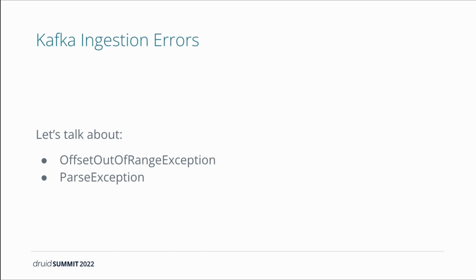Okay. So now you've set up a Kafka ingestion and know where to find your logs. Let's talk about a couple of common Kafka ingestion errors. We picked these two because they seem to come up regularly. So here's a brief introduction to offset out of range exception and parse exception errors, how they come up, and how to deal with them.